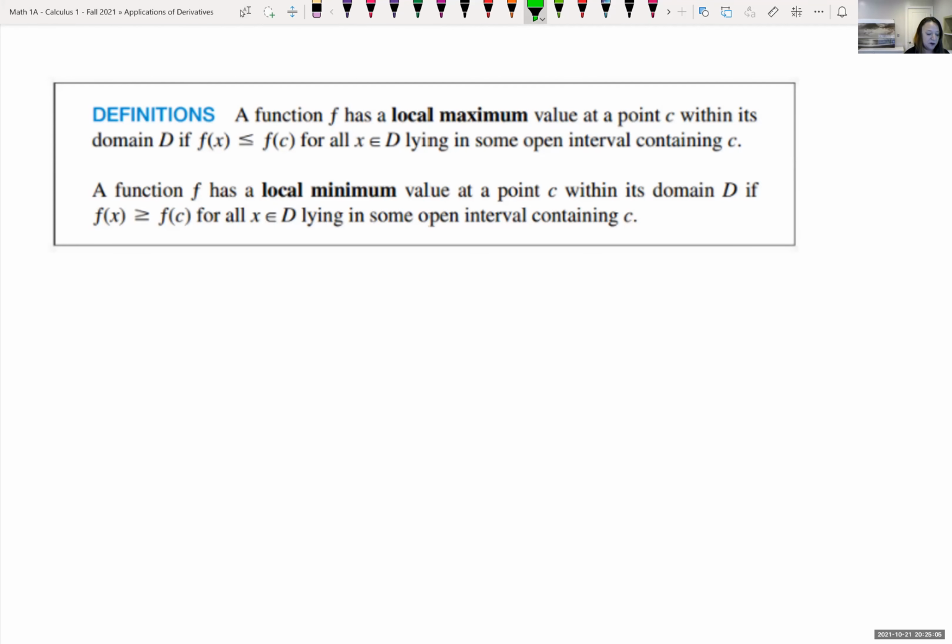So we also have what are called local maximum and local minimum. And so you might hear this terminology, find your absolute extrema or local extrema. That's talking about your absolute maximum and absolute minimum. Definition: we say a function has a local maximum value at a point c within its domain D if f of x is less than or equal to f of c for all x contained in the domain lying in some open interval containing c.